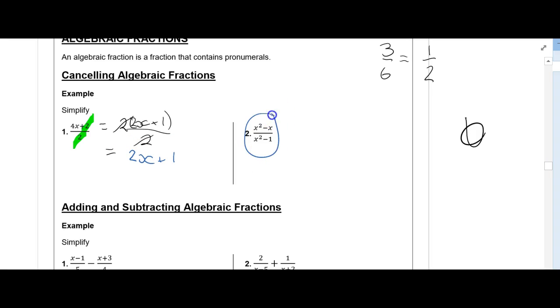We'll do this one here. Take out x, the top, and I'm left with x minus 1. The bottom is x plus 1, x minus 1. And I can cross those out, and I'm left with x on x plus 1.